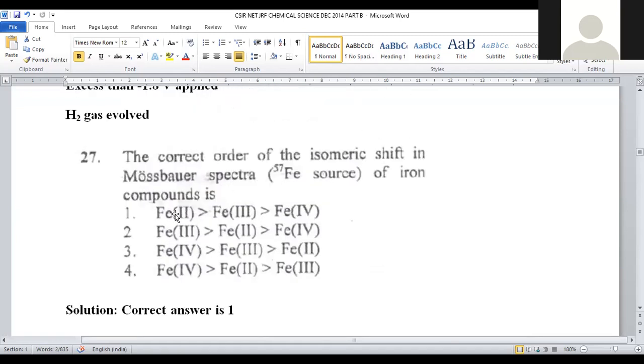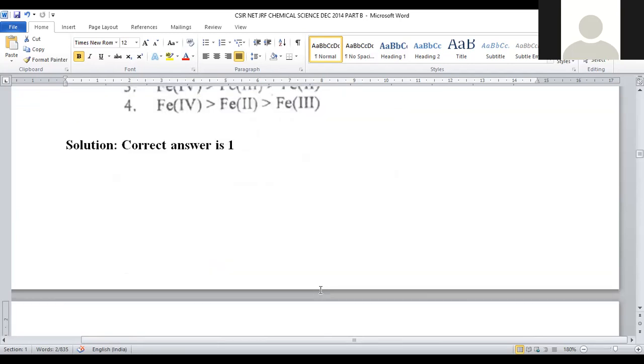For example, if you are replacing Fe plus 2 with Fe plus 3, or Fe plus 3 with Fe plus 4, what is the change in its signal position? That transition is said to be an isomer shift. If any atom is replaced with its own isomer, then the change in the position of the spectral line in the Mössbauer spectra is known as isomer shift.